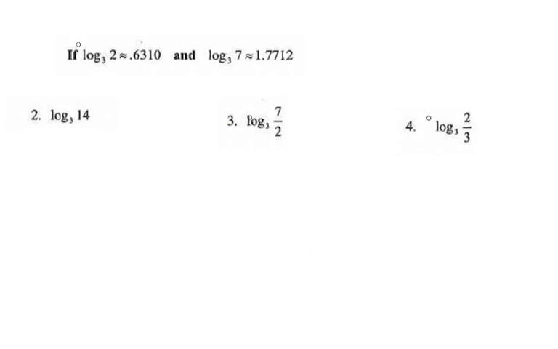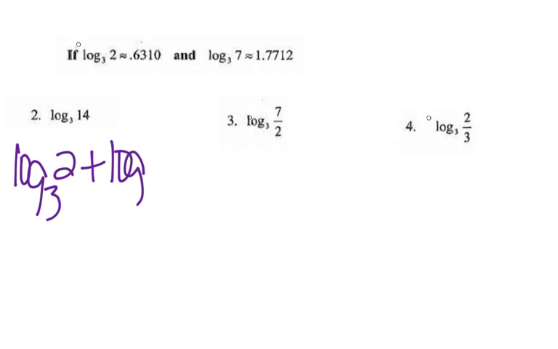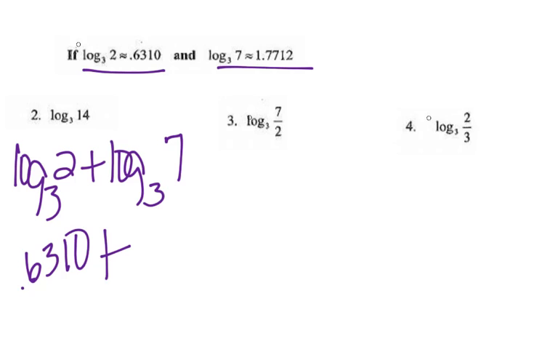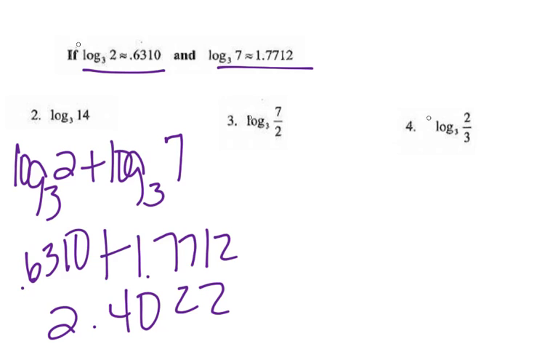So log base 3 of 14 could be rewritten as log base 3 of 2 plus log base 3 of 7. We know that log base 3 of 2 is 0.6310 plus log base 3 of 7 is 1.7712. So then you would just go to your calculator and add those. And your answer would be 2.4022.